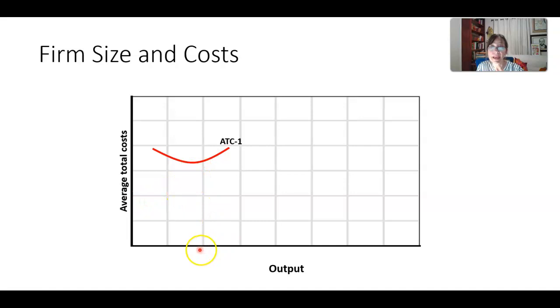Now, if we wanted to expand output and produce more, let me put some numbers here so we can see this. Incidentally, I should have mentioned this earlier, when we're talking about average total cost, what we're really referring to, or one way to think about it, is per unit cost. Okay, what is per unit cost? Because that's what average total cost is.